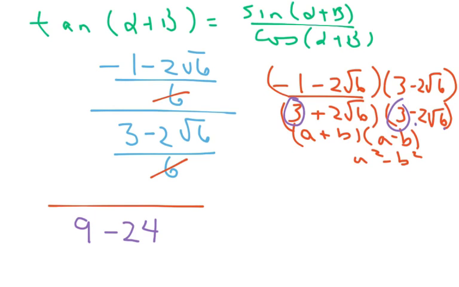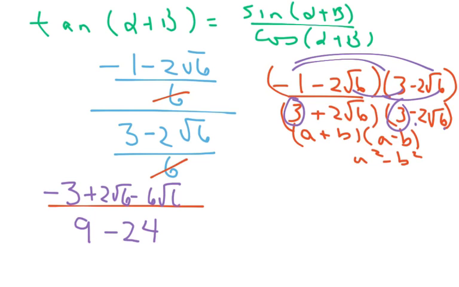The numerator is not as easy. Let's just FOIL it out and see what happens. So we get negative 3 plus 2 root 6 minus 6 root 6 plus 2 times 2 is 4 plus 24.